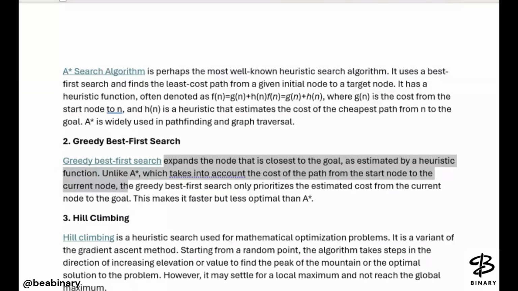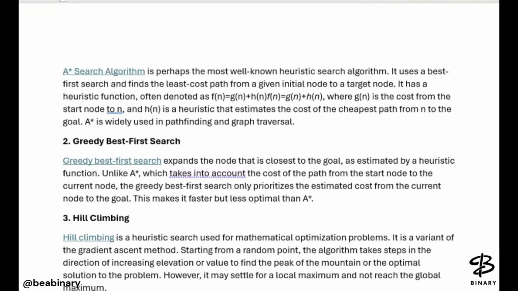Greedy best first search only prioritizes the estimated cost from the current node to the goal node, right? So here we are talking about completing from the current node to the goal node. It makes it faster but less optimal than A*, right? The optimal best solution will be given by A*. So greedy best first search is fast, so that it can reach the goal state as quickly as possible.